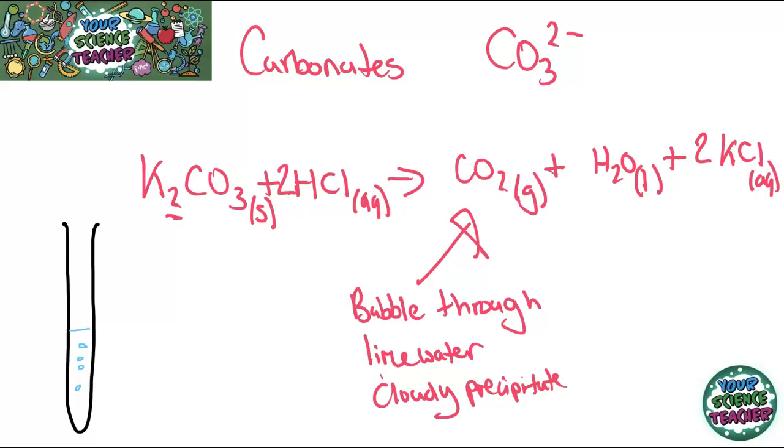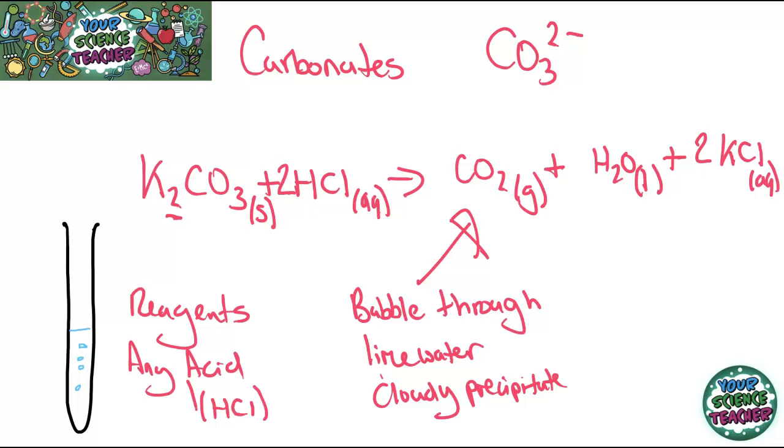You don't even really need to add hydrochloric acid as your reagent. It could be any acid. So for reagents, you can just put acid, but I always give a type of acid when I say it. If it asks for the reagents, I would say hydrochloric acid, but you could use any acid as your reagent. But I'll just put in brackets, I would use HCl. And visually what you'd observe is bubbling, and you could test that that's carbon dioxide by bubbling it through lime water and observing that cloudy precipitate.